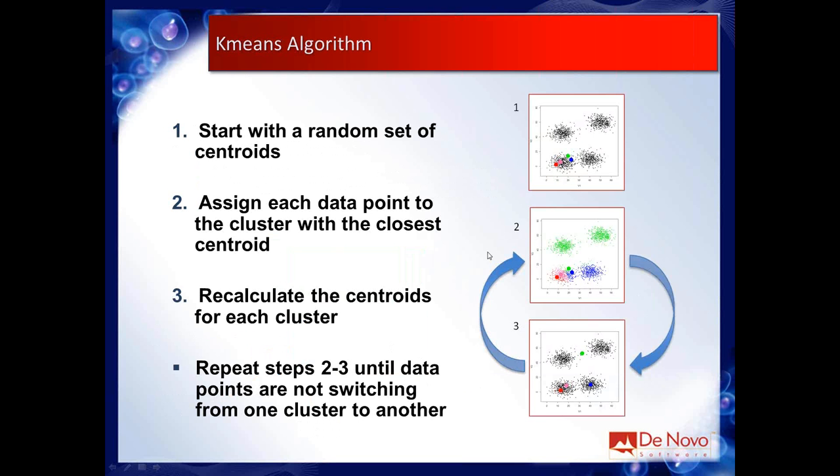So the algorithm, in a nutshell, works like this. You start with a random selection of centroids. Then you assign each data point to the centroid which is closest.